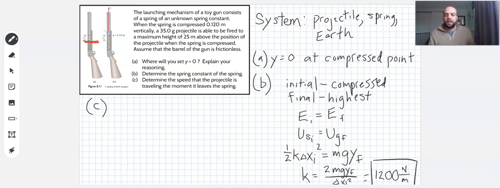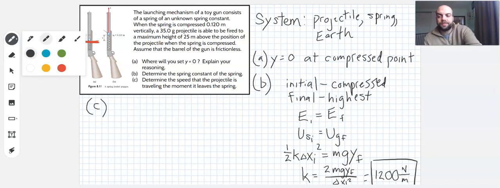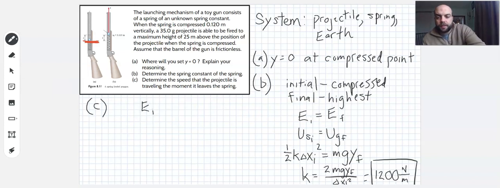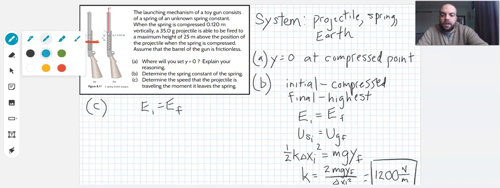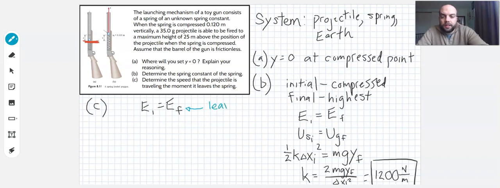We're in our energy unit, so I'm going to solve this problem using the conservation of energy. And I'll say that the initial energy is equal to the final energy. That's still true in my system. However, I'm going to choose a new final position. I'm going to set the final position now as not the highest point, but the point when the projectile leaves the spring.